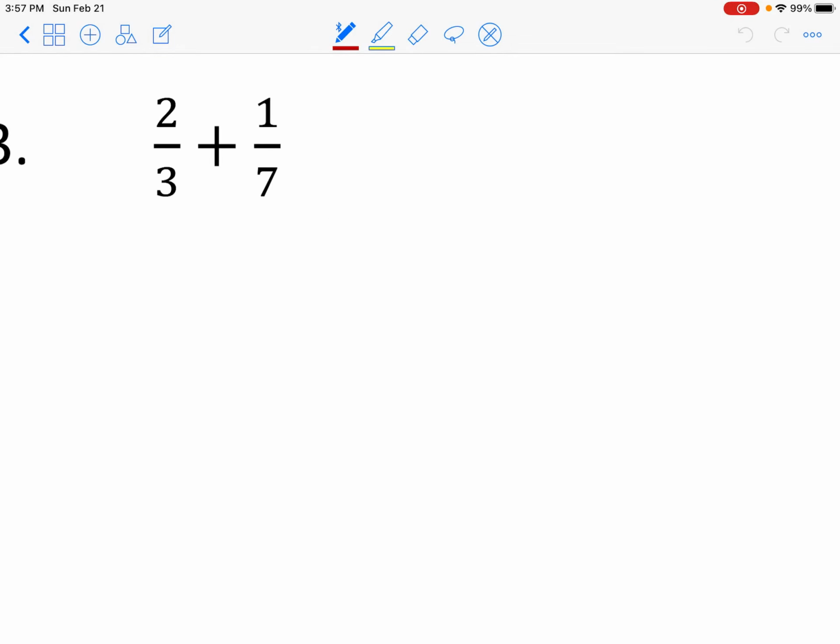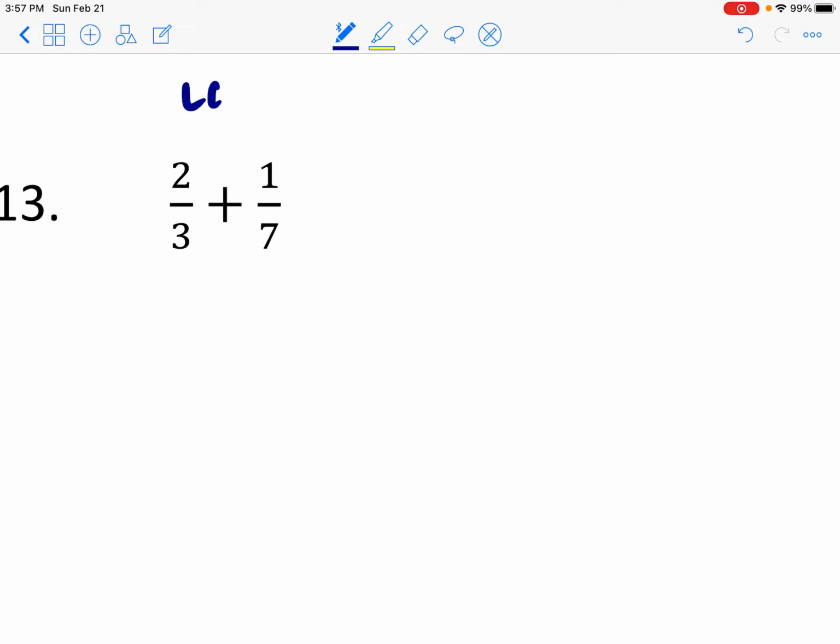So let's try that again. So least common multiple for 7 and 3. If I started listing out multiples of 7, 7 times 1 is 7, 7 times 2 is 14, 7 times 3 is 21. Well, 3 goes into 21. So my least common multiple is going to be 21, which means my least common denominator is going to be 21. So I need both fractions to have a common denominator of 21.